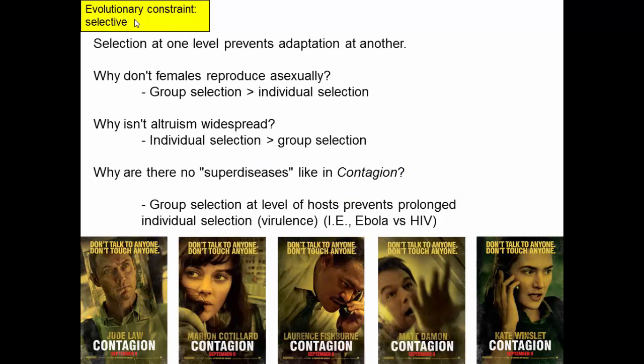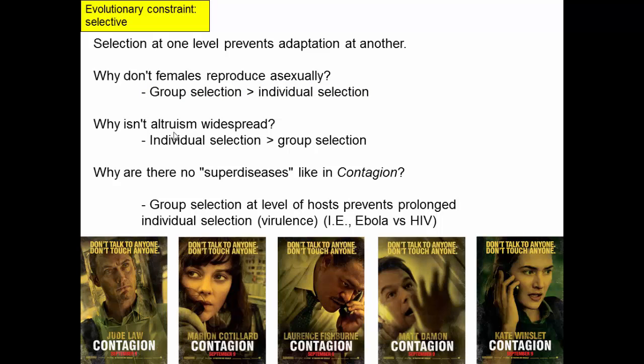Moving now to selective constraints. A selective constraint is selection at one level preventing adaptation at another. So, for example, why don't females reproduce asexually? When we thought about this before, we saw that group level selection actually beat out individual level selection. Reproducing asexually is better for female individuals, but populations where everybody is asexual go extinct much more quickly. So group level selection eliminates those populations. So you end up with selection at this level preventing evolutionary adaptations here that would be good for those individuals.